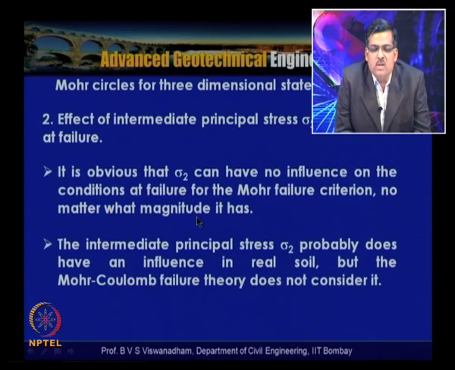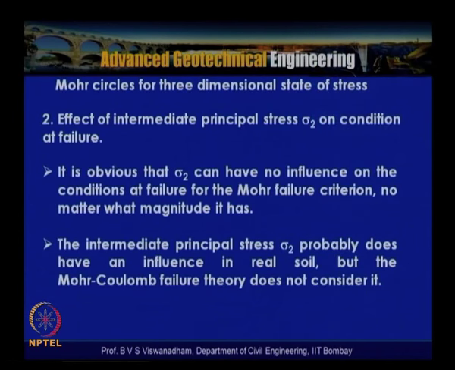The second is the effect of the intermediate principal stress sigma 2 dash on the condition at failure. Though we discussed that it does not influence the failure, it is obvious that sigma 2 can have no influence on the conditions at failure in the Mohr failure criterion, no matter what magnitude it has. The intermediate principal stress sigma 2 probably does have an influence in real soil, but the Mohr Coulomb failure theory does not consider it.